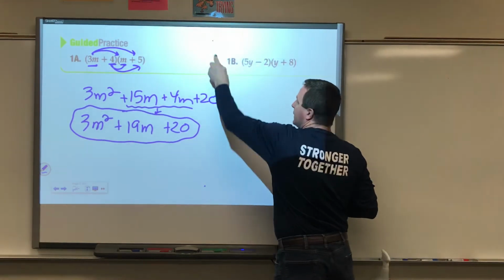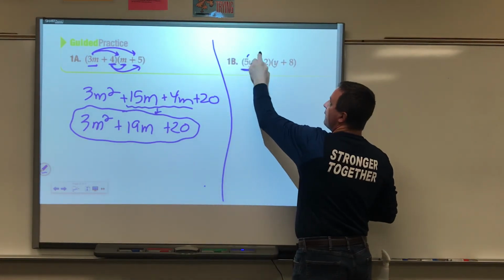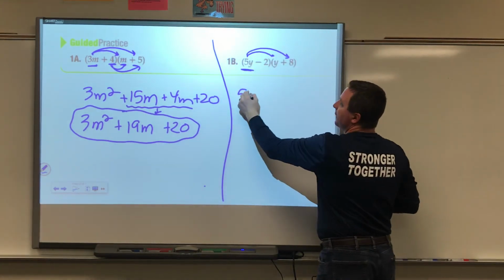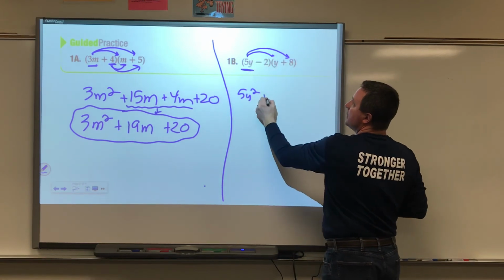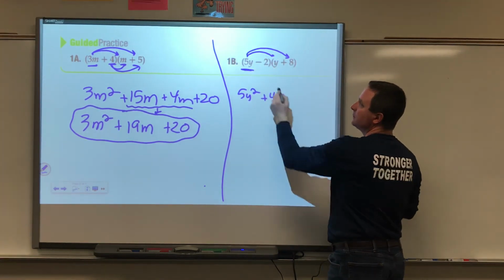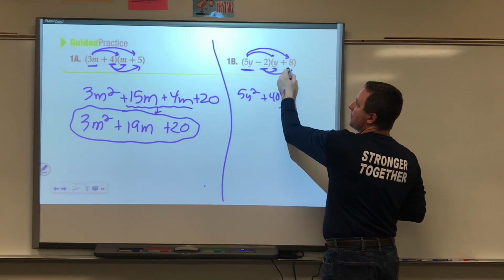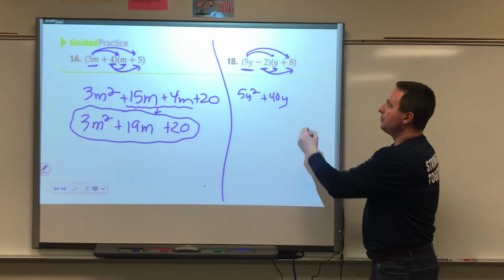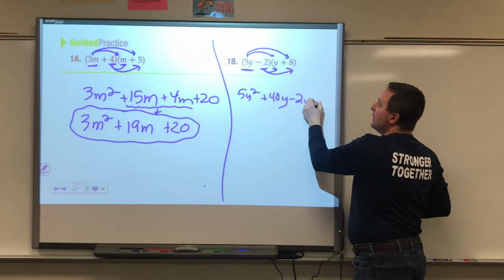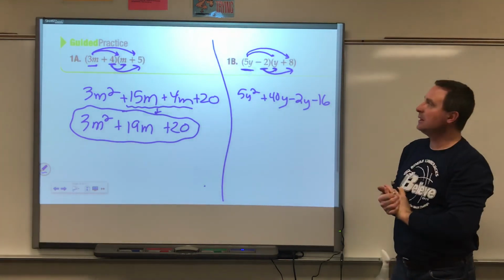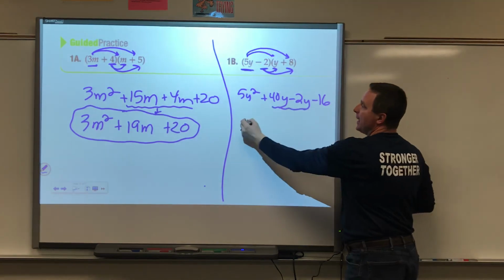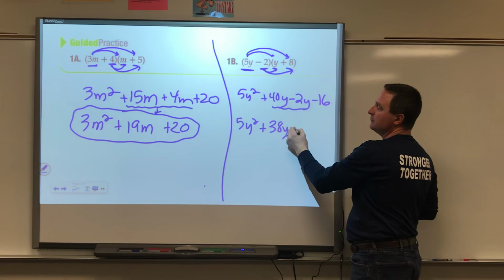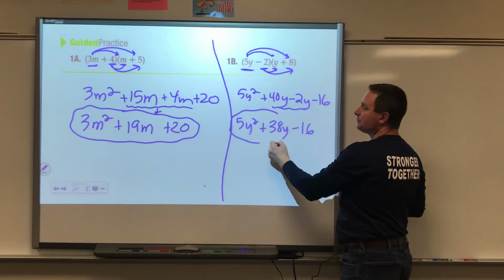Okay? And then the last one here, if I did the same thing, I take my first term and I distribute it to each thing in the second parenthesis. I get 5y squared plus 40y. Then I take my 2 and I distribute it to everything. Now be careful, that's a negative 2. So when I multiply, I get negative 2y and negative 16. Okay? If I combine my middle terms here again, 40 minus 2 is 38y minus 16.